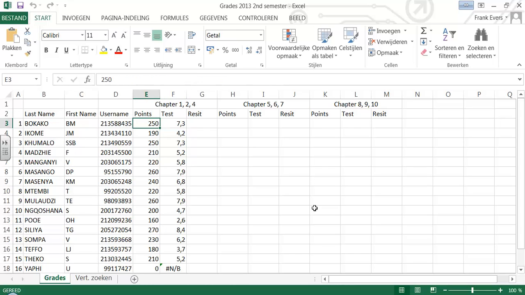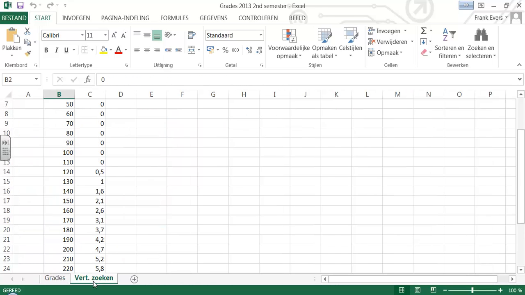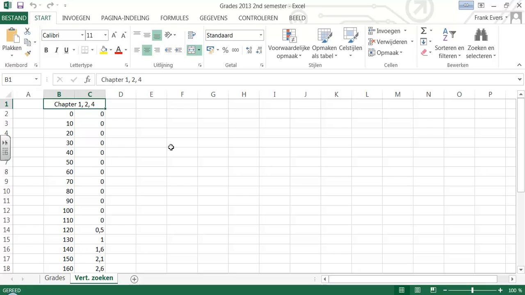So 250 results in 7.3, 210 results in a 5.9, and 160 results in a 2.6. How did I come up with these results? You can see here in the second pane. Here you see again the results for chapter 1, 2 and 4, the tests you made.